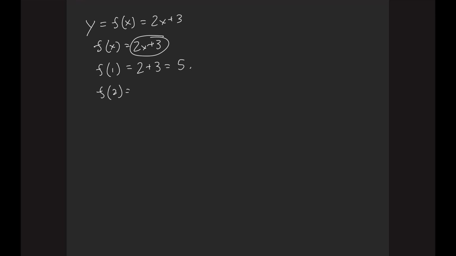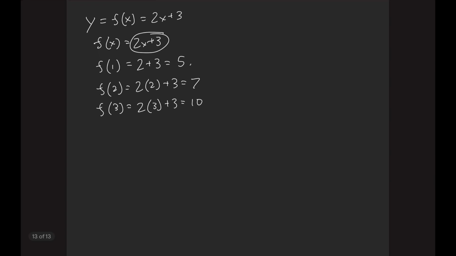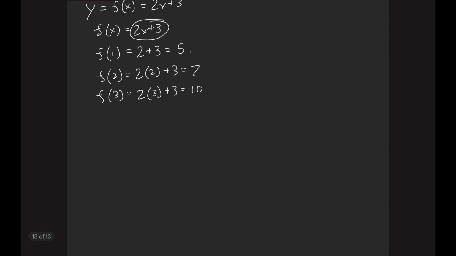Let's try f of 2. That's just going to be equal to 2 times 2 plus 3 equals 7. f of 3, so on: 2 times 3 plus 3 equals 9. Notice how the 3 doesn't change because it doesn't have an x term attached to it. The x term is the only thing that changes if you change the input.